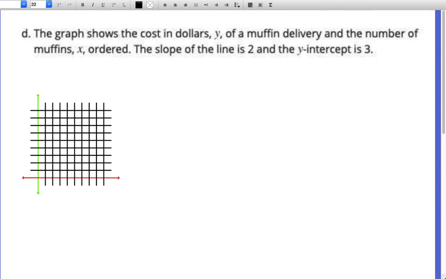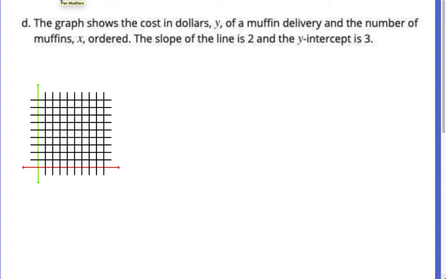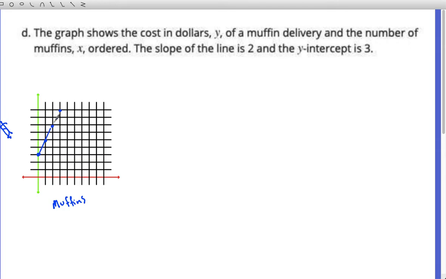And then this last one here. Okay, so the graph shows the cost in dollars, Y. We like dollars to be on the Y. That's good. Of a muffin delivery and the number of muffins X delivered. So this would be the number of muffins delivered on the X. All right. Slope of the line is 2 and the y-intercept is 3. So the y-intercept is 1, 2, 3 right here. And the slope is up 2 over 1. Up 2 over 1. Up 2 over 1. Okay? There we go.